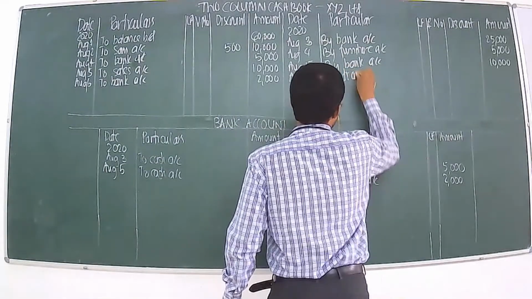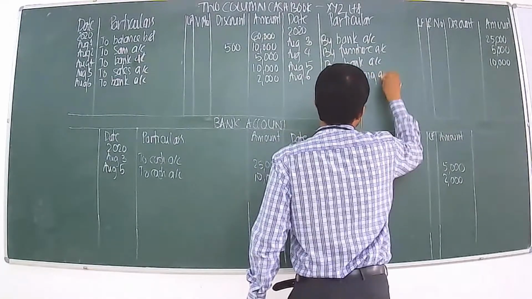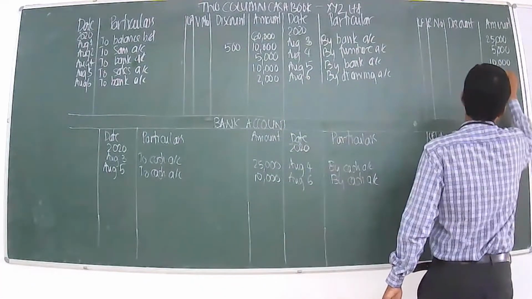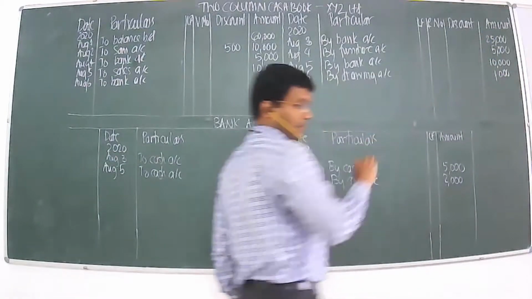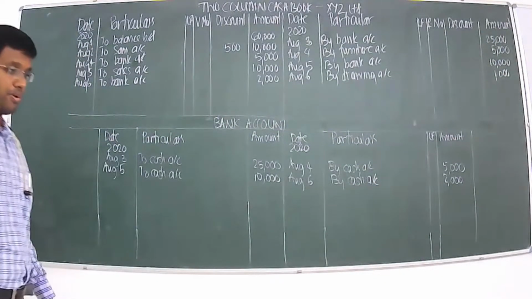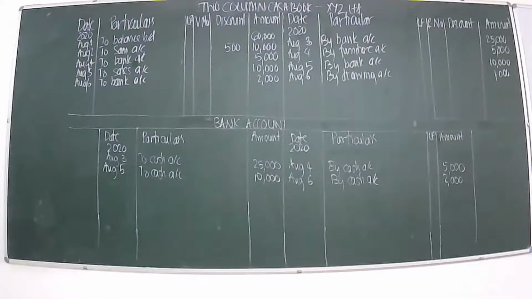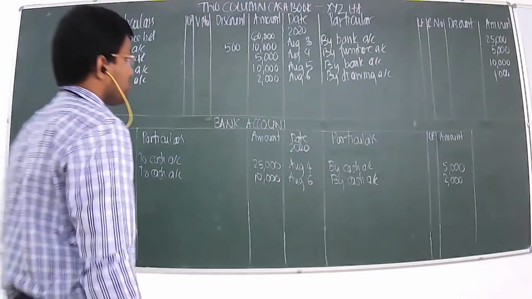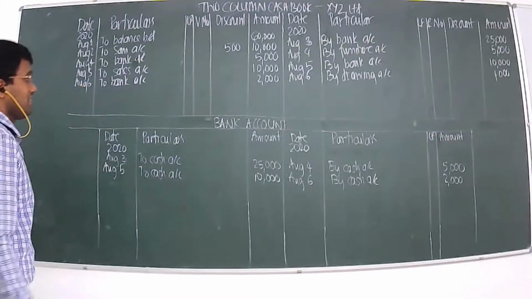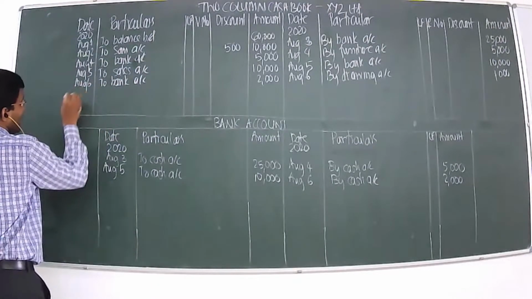So by drawings account, the amount is 1,000. Okay, the amount is 1,000. But remember, how exactly are you taking the money? You're taking the money with the help of check. So you're taking the money out from your bank account. Which means in total there have to be 3 entries. So we've already completed 1 entry.